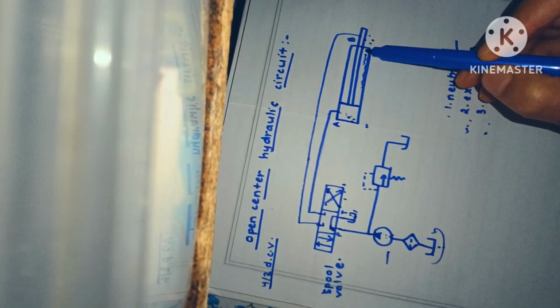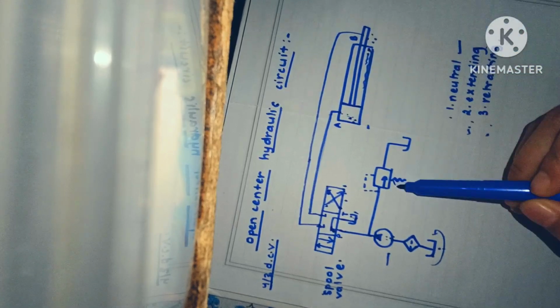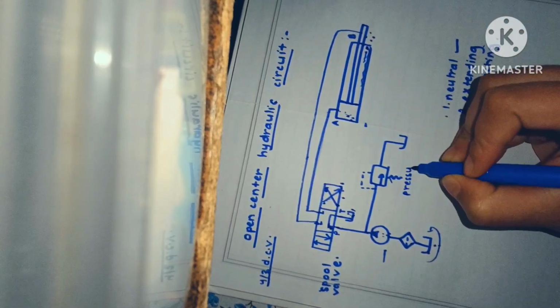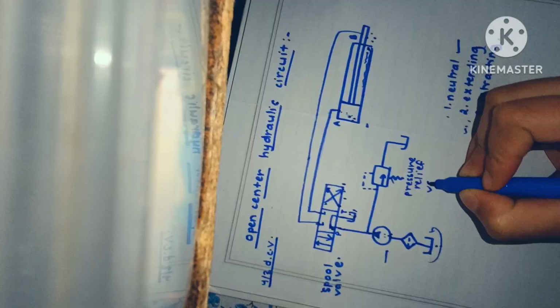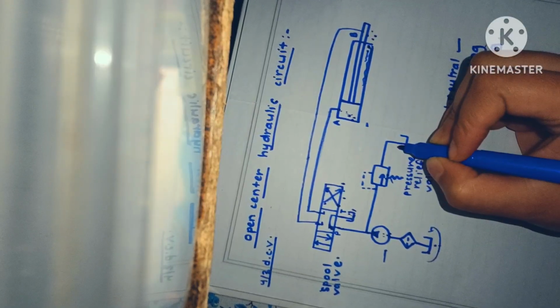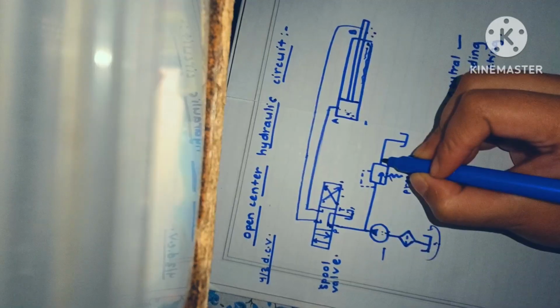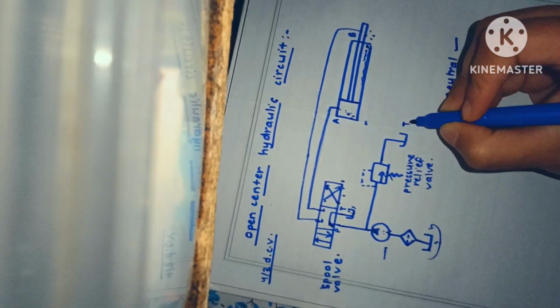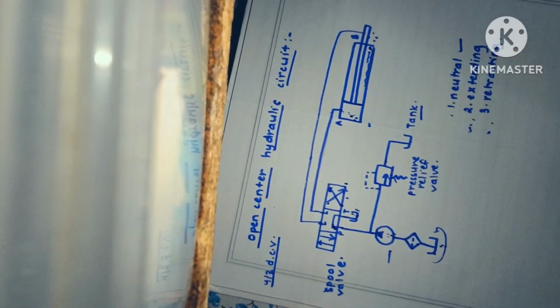the fluid pressure increases to the predetermined pressure, and then the pressure relief valve is opened by the fluid pressure. So by fluid pressure it will be open, and then fluid moves from the reservoir to the pump through the pressure relief valve and goes to the tank. So this much is the extending position.